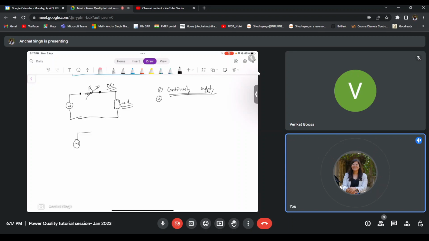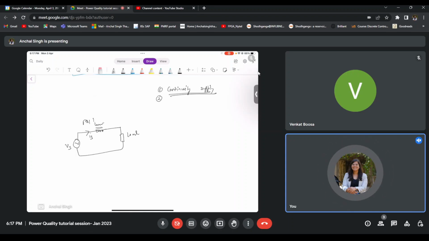So instead of doing a direct connection, we use an isolation transformer, and then we connect the load, so that any kind of fault in the power quality improvement device does not affect our power supply to the load. So this is our circuit of a series power filter. In the series power filter, we do this kind of isolation. So this is our isolation transformer.